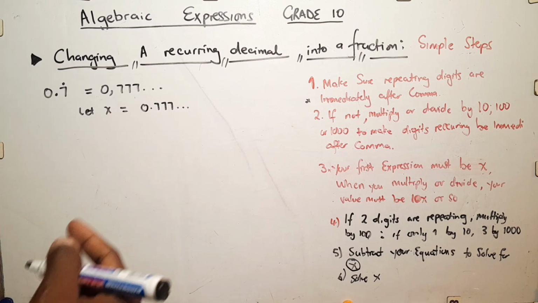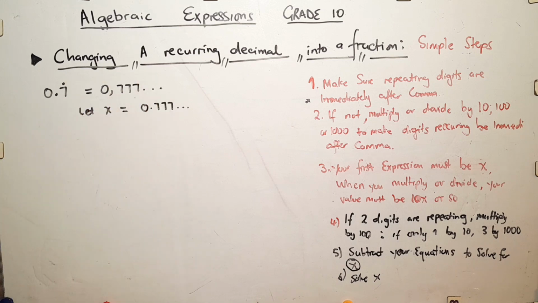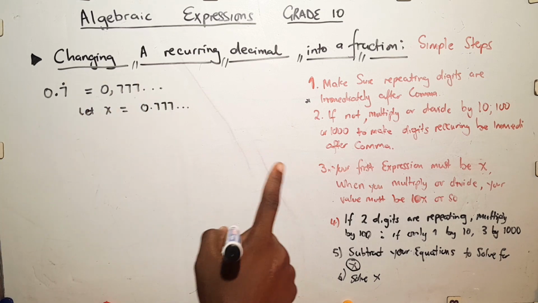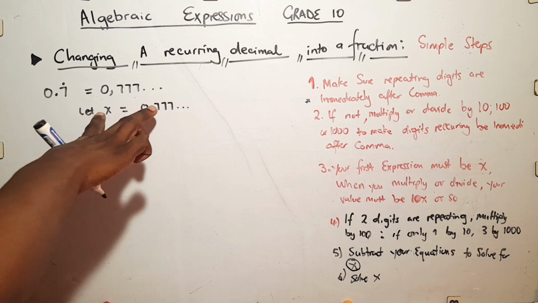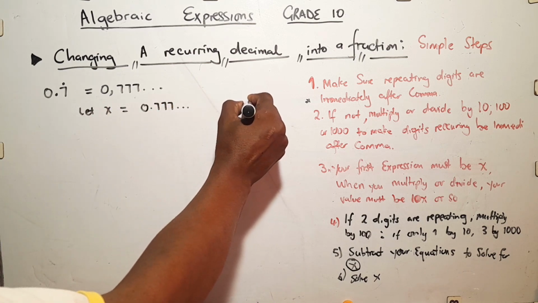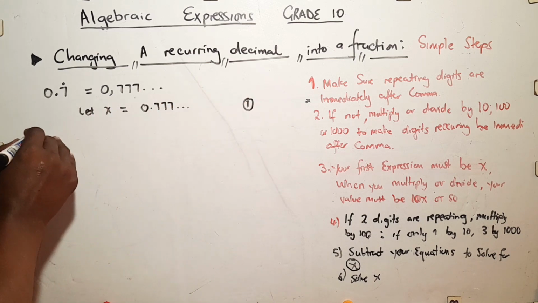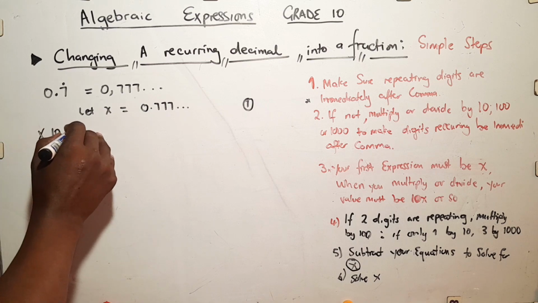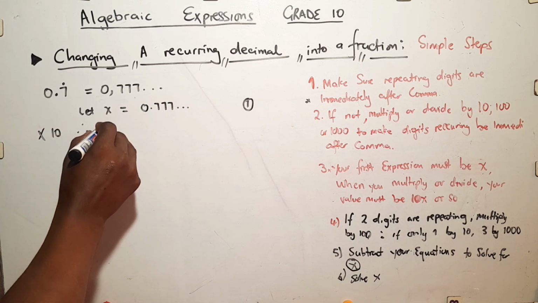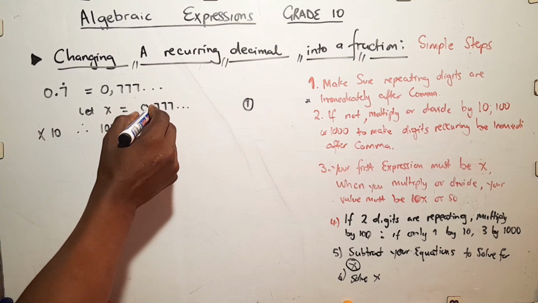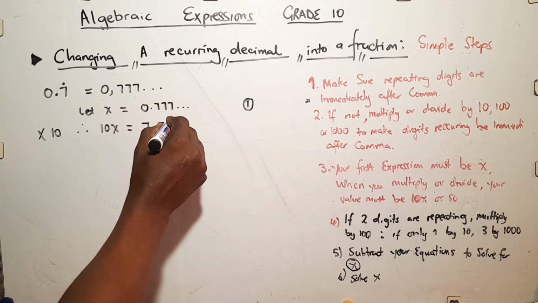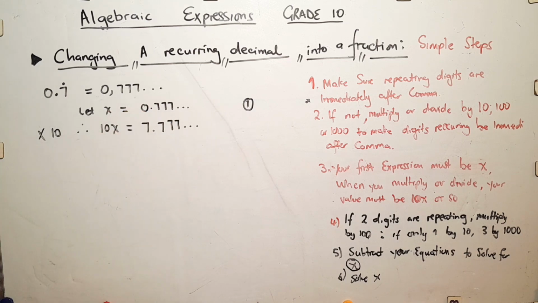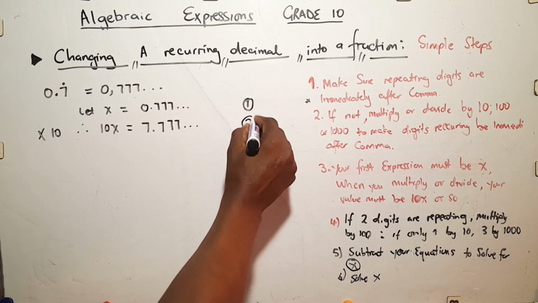This 7 is the only one that is repeating over and over again. So I said if you are having 1 digit that is repeating, you multiply by a 10. So we are going to multiply this equation by 10. This we can call equation number 1. If we multiply by 10, it means that this becomes 10x, and this will move 1 digit this side. So this will become 7.777 and so on. This can be our equation 2.